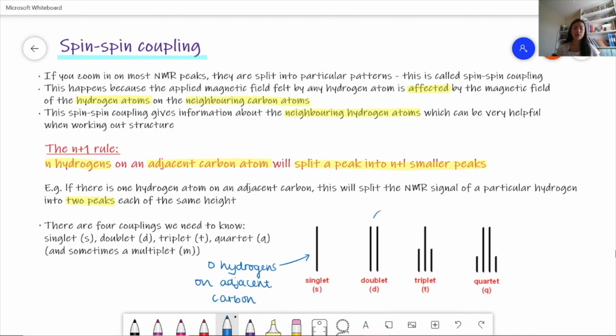And then a doublet we've seen is caused by 1 hydrogen on the adjacent carbon, and then a triplet would be 2, and then a quartet would be 3.